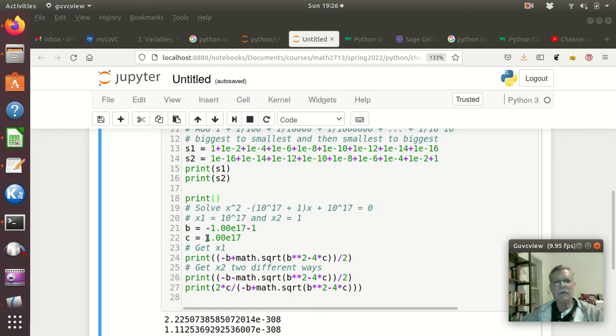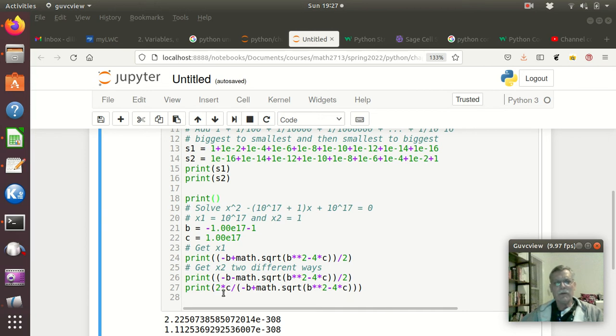So here B is 1e17, negative 1e17, and then minus 1, because the minus goes through everything. And C was 10 to the 17th. So here I print out minus B plus, that's where I had to use the math thing, the square root of B squared minus 4c. Now a is 1, so I didn't bother with a 1 in there. And so there's the usual quadratic formula. Now b was negative, so I did the minus b and then plus. And that's x1. And then x2, I did the usual minus b minus, and did it that way.